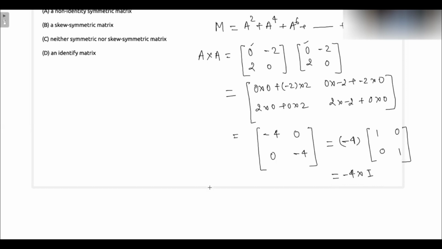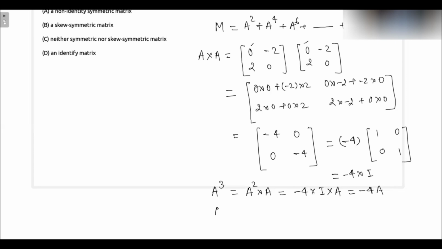Now for the next one, I'm looking at A raised to the power 4. For that, first I need to get to A raised to the power 3 also. So A raised to the power 3 would be nothing but A square into A. Now what is your A square? A square is nothing but minus 4 into the identity matrix. And then if it is multiplied with matrix A, I'll get minus 4A, because I into A would give you A itself. The identity matrix multiplied to this matrix will return you the same matrix. So this is what we have got.